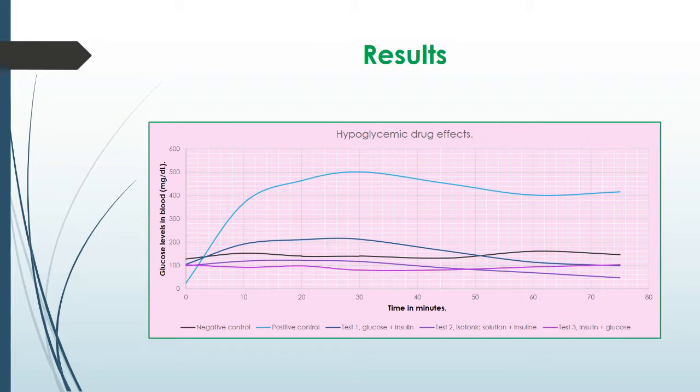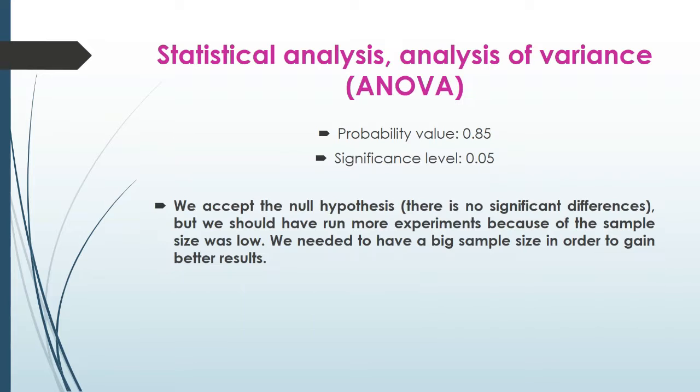We can see that the positive control had high glucose levels, even after the first administration. On the other hand, the negative control and tests 1, 2, and 3 had normal levels. Maybe the rat in the positive control was diabetic. A statistical analysis was done in order to corroborate if there were significant differences between controls and test groups.